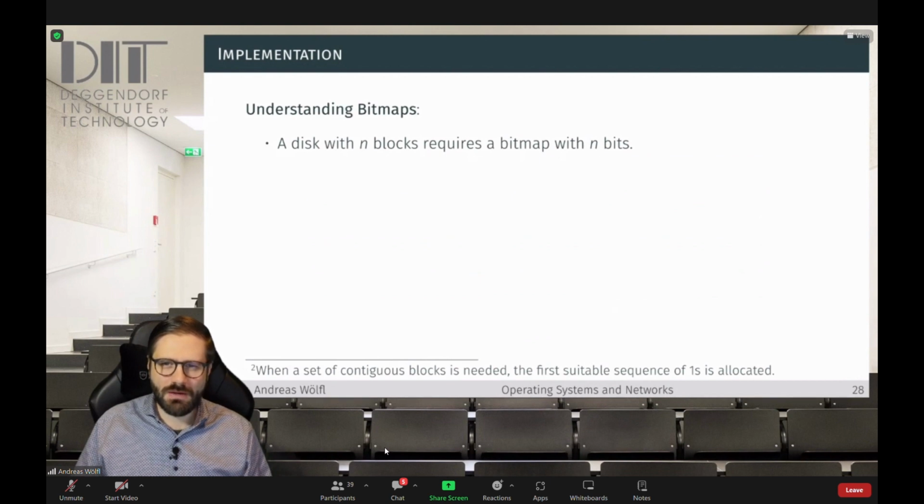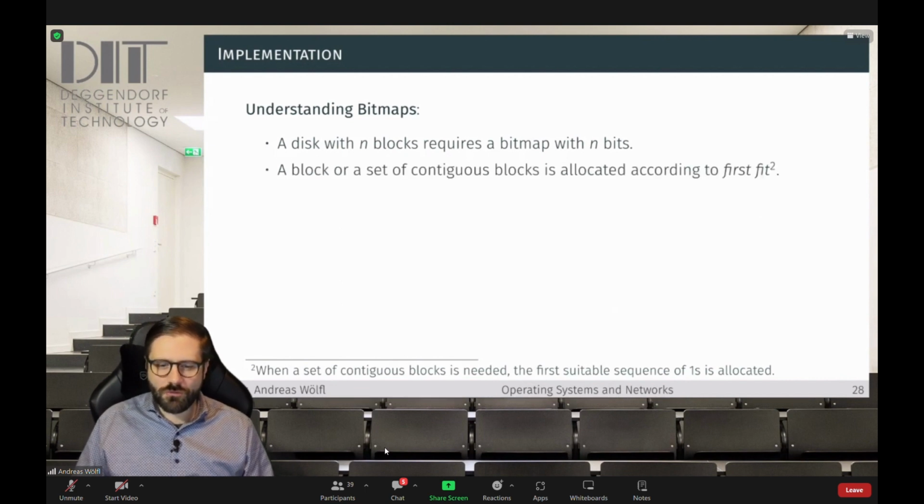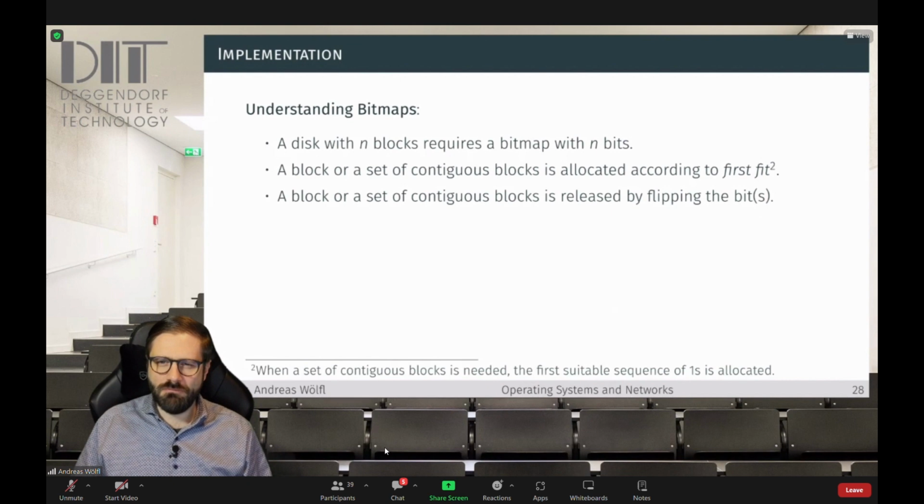So every block has a bit in the bitmap. So n blocks require n bits. The position of the bit corresponds to the address of the block it describes. We search in this bitmap using first fit. If we just want to have one block, then it's easy. But we can also search for contiguous blocks, also according to first fit. This is the way how we allocate blocks.